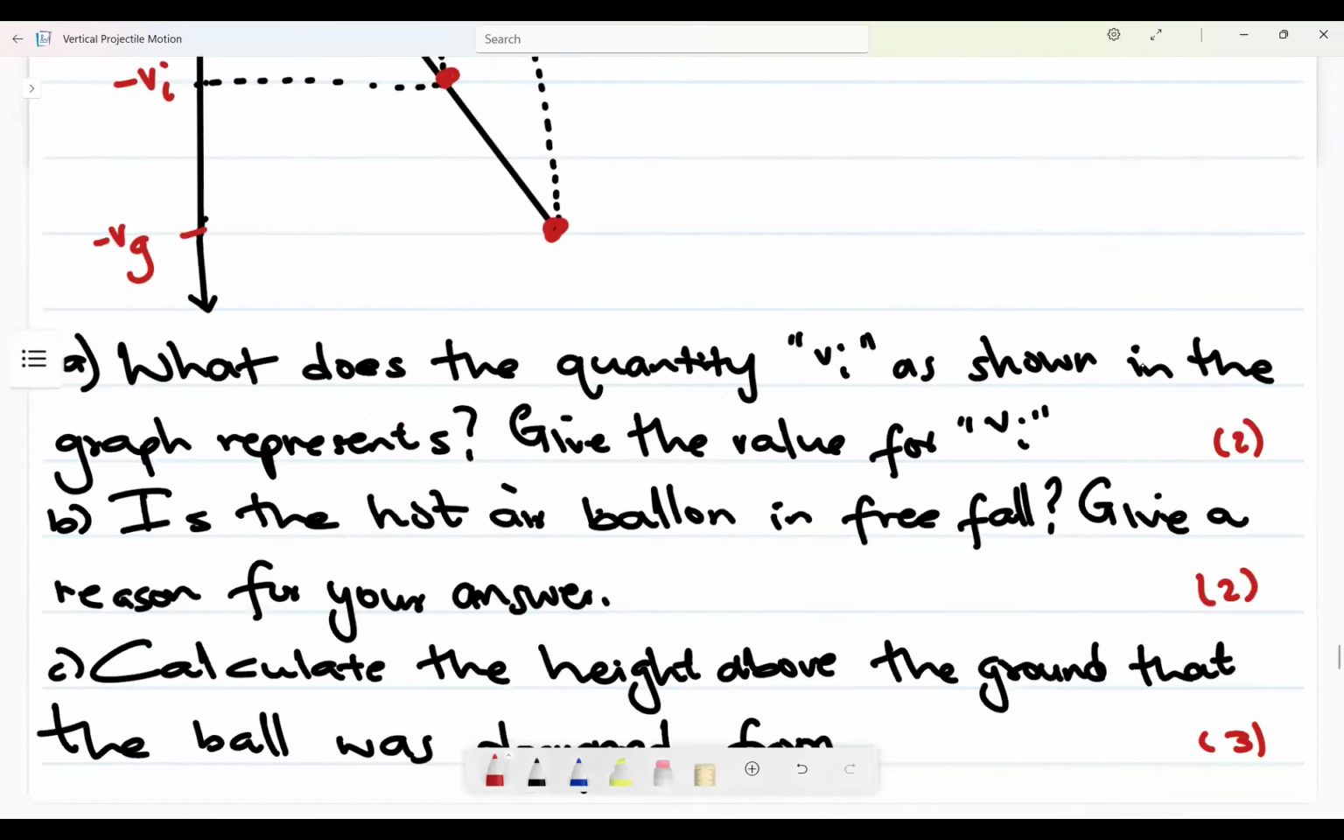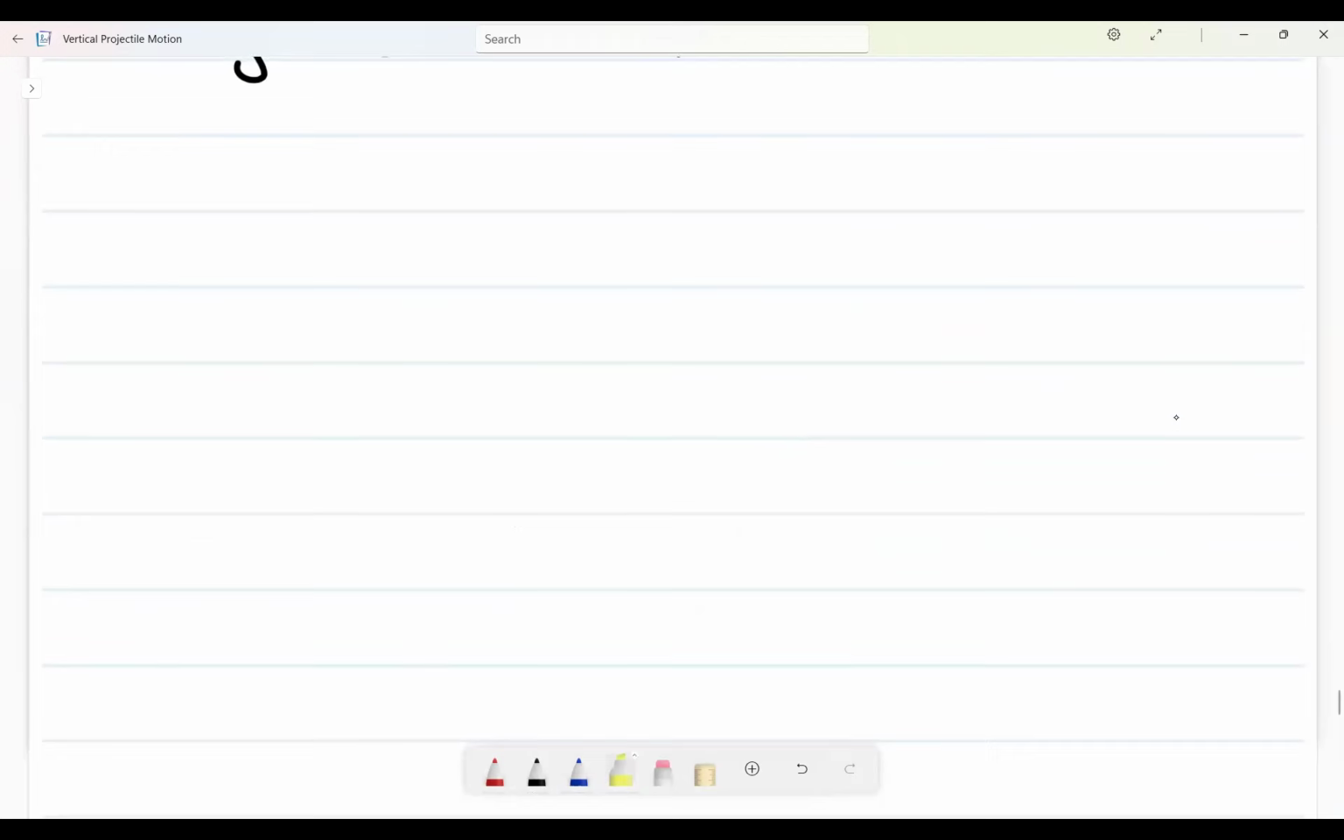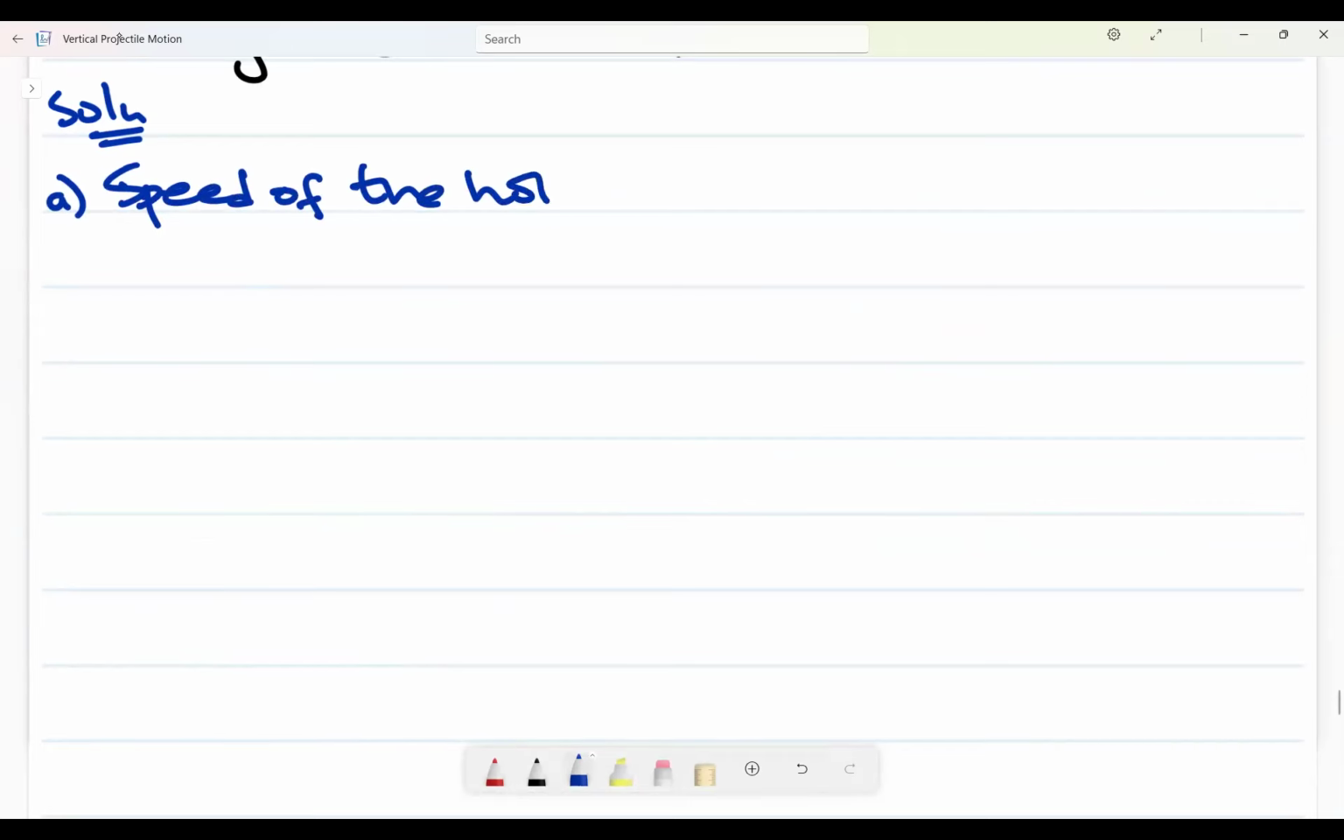Let's see the questions. The question says, what does the quantity VI as shown in the graph represent? It represents the speed of the hot air balloon. Give the value of VI. So when we answer that, what quantity does it represent? It represents the speed of the hot air balloon.